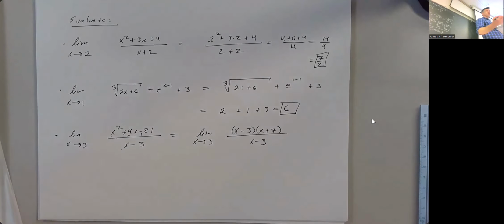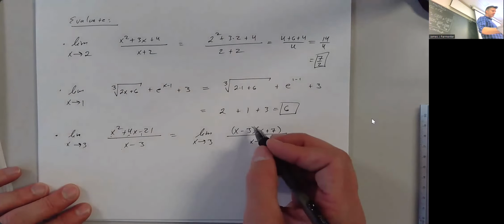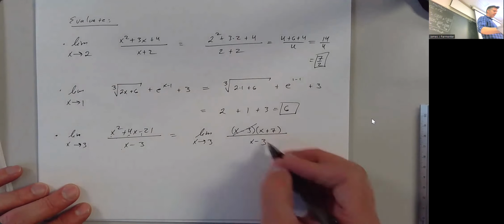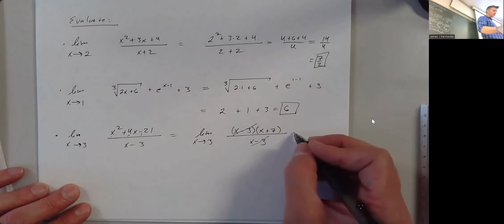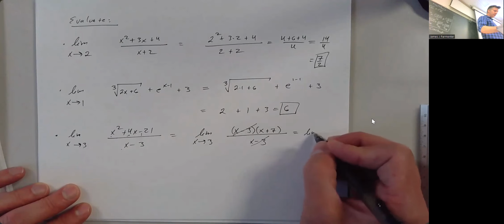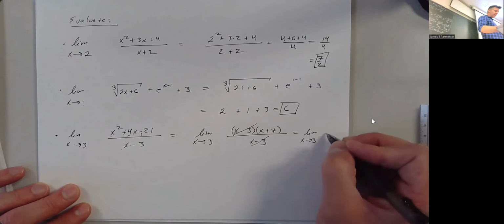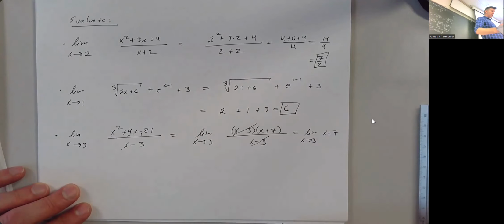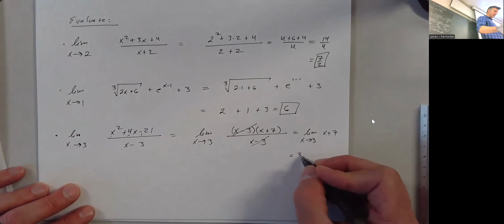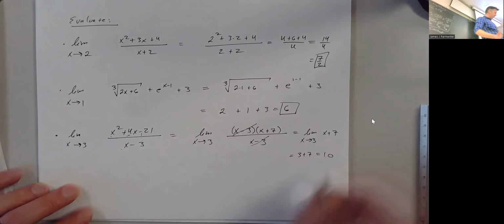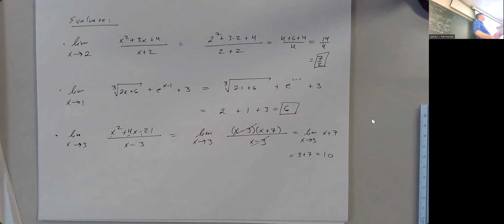It's a really easy way to start off the factoring process. And then just like before, things divide to 1. x minus 3 divided by x minus 3 is equal to 1. So I've got the limit as x approaches 3 of x plus 7. And then we substitute in 3 and we get 3 plus 7, which is 10.